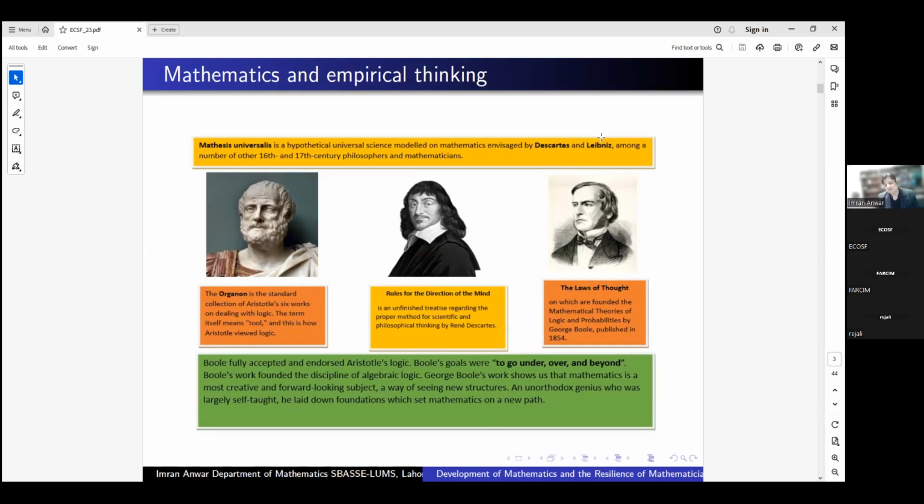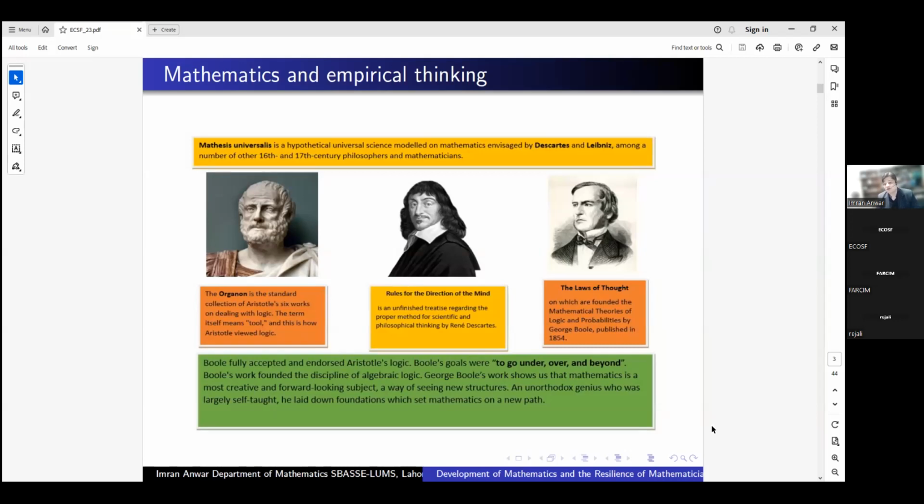And later on, René Descartes introduced the Mathesis universalis. That is a hypothetical universe which is modeled on mathematics, and it was envisaged by Descartes and later on by Leibniz. And what René Descartes has given after Aristotle is the rules for the direction of the mind. So you can search and find the rules by René Descartes on how to think, the rules for the direction of the mind.